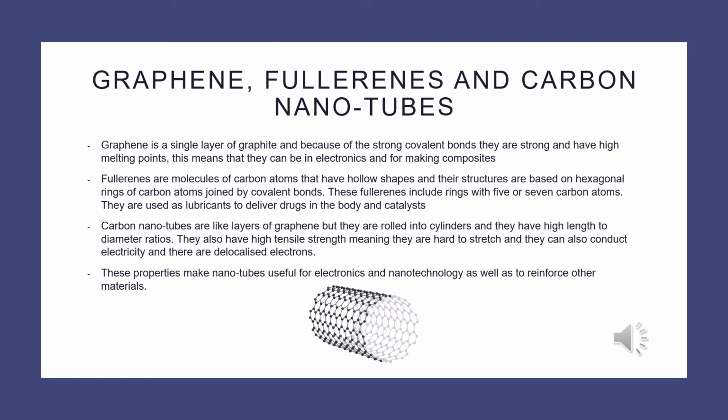Graphene, fullerenes, and carbon nanotubes. Graphene is a single layer of graphite, and because of the strong covalent bonds, it is strong and has a high melting point. This means that it can be used in electronics and for making composites.